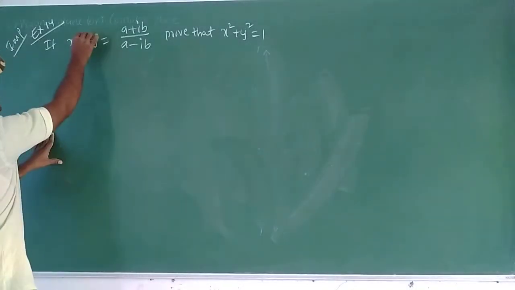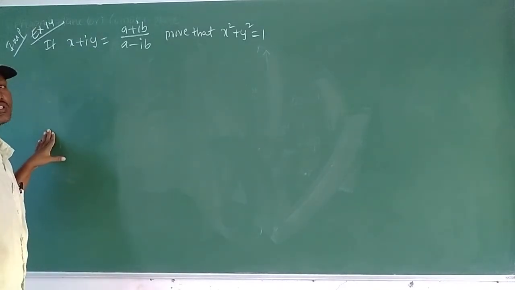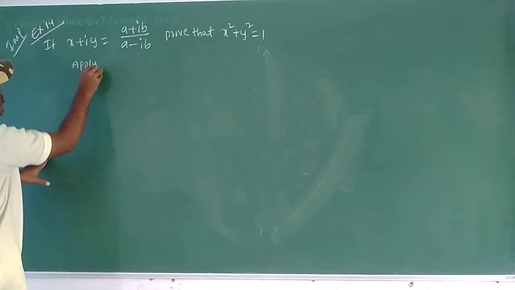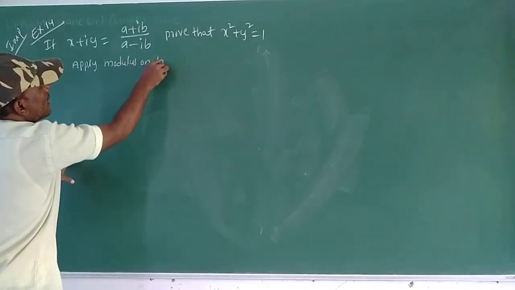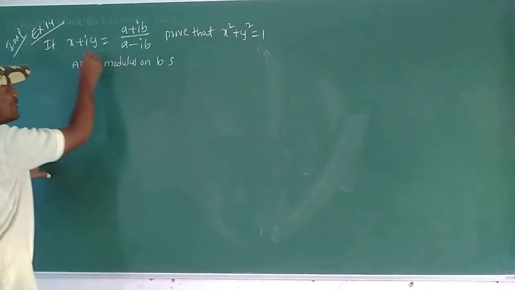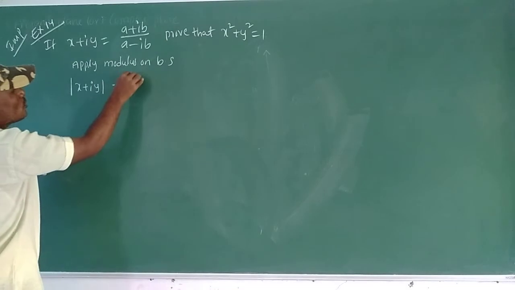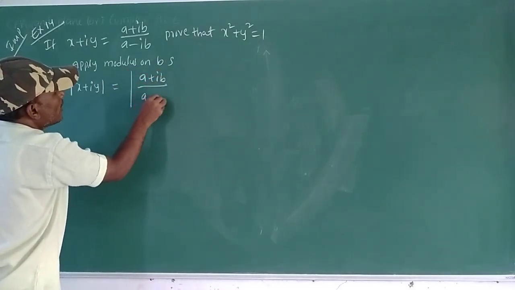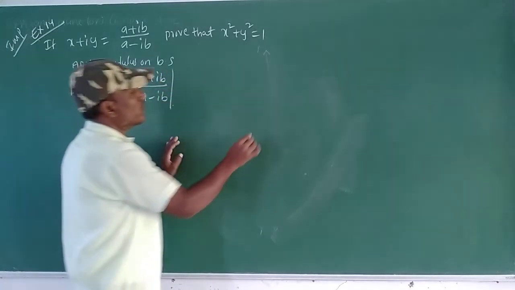Here, apply modulus on both sides of the given question. Modulus of x plus iy equals modulus of (a plus ib) by (a minus ib).